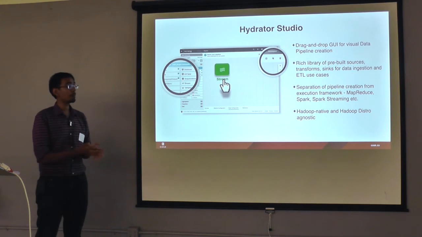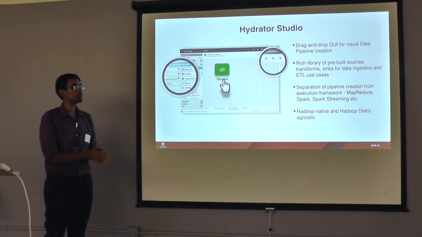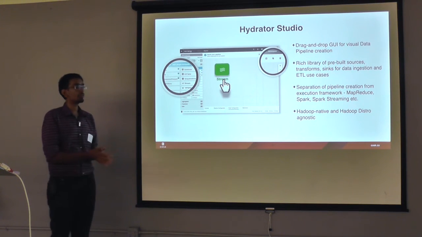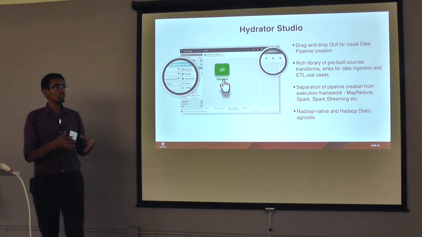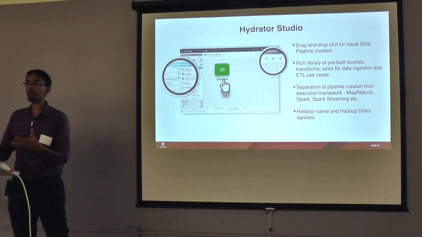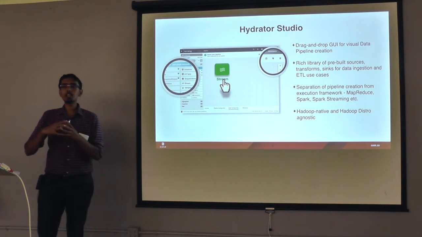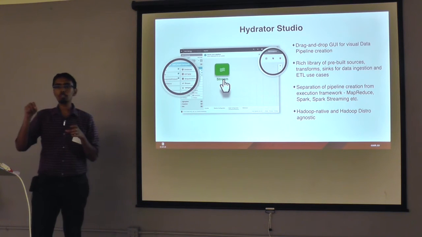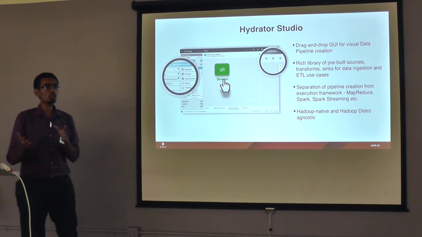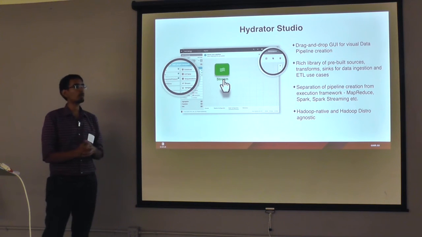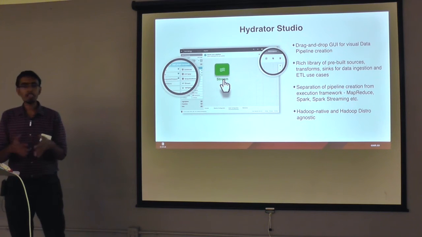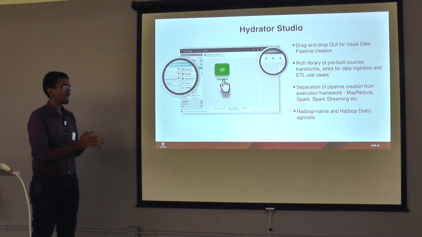Maybe MapReduce works well for your use case, maybe Spark works well for your use case. But you don't have to choose, you don't have to be tied to a specific execution framework. All you need to do is choose the different sources, sinks and transforms, and just build your pipeline. Then finally, when you're actually executing this pipeline, you can choose whether you want to execute using MapReduce or using Spark. Those are the two execution frameworks supported for batch pipelines. For real-time pipelines, we use Spark Streaming as the execution framework.